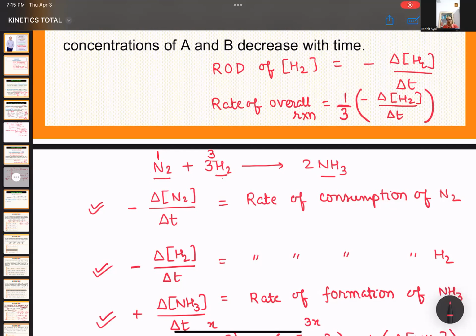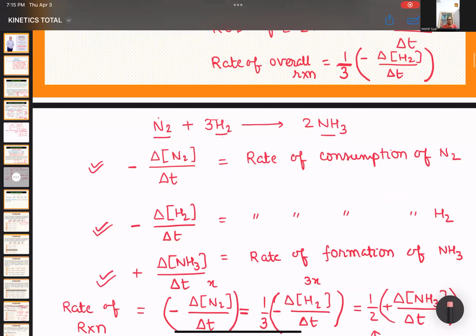So I made it 1/3. So you measure each individual rate. When you divide them by coefficients, they become the rate of reaction. Are you getting my point? Yes. So this is the relationship, because you need to divide it by the stoichiometric coefficient to make them equal. Otherwise, they were not equal.